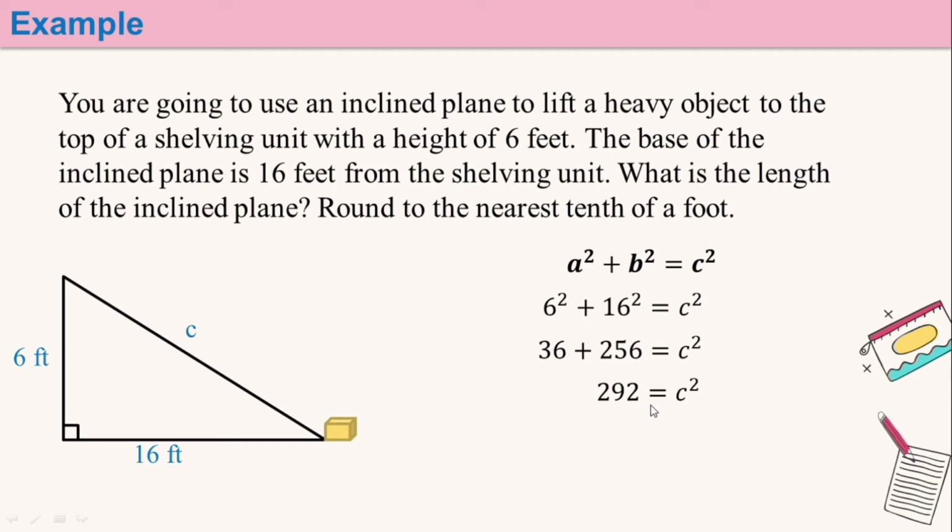So your last step every time is going to be to square root both sides. The square root of c squared is c, and the square root of 292, make sure you're rounding correctly. This says to the tenths place. 292 is not a perfect square, so you're going to get a decimal, but make sure you're rounding that decimal correctly. So the length of this has to be 17.1 feet.